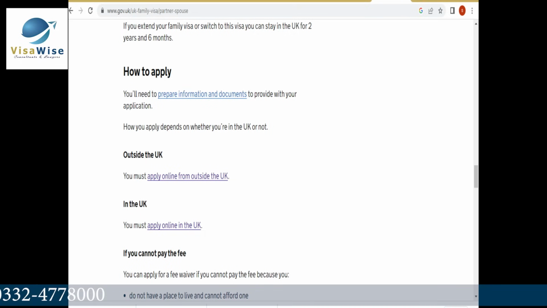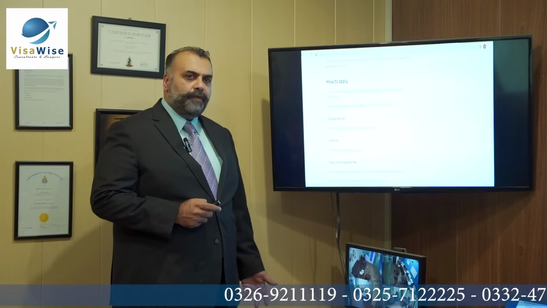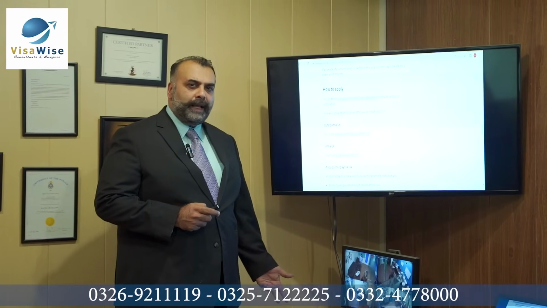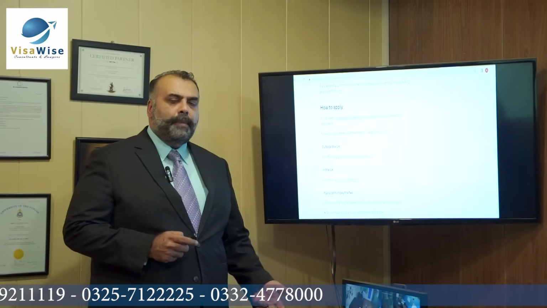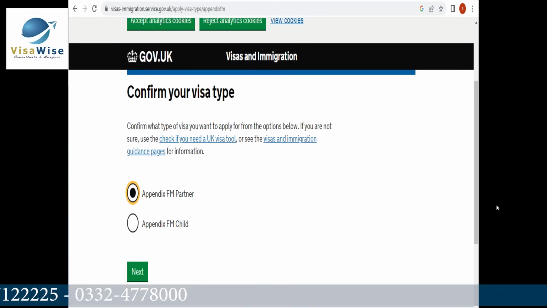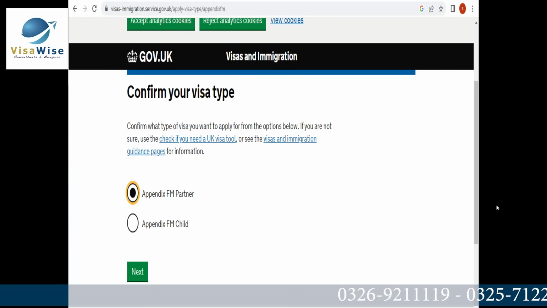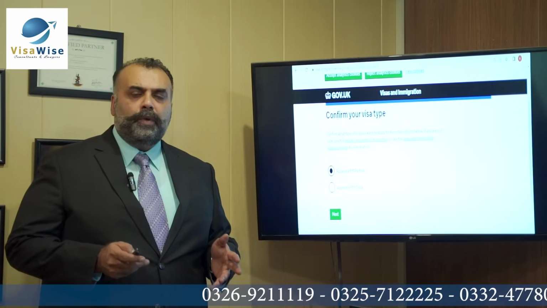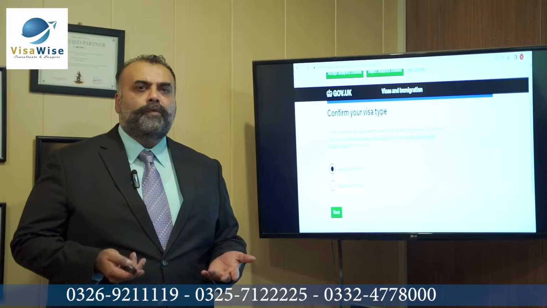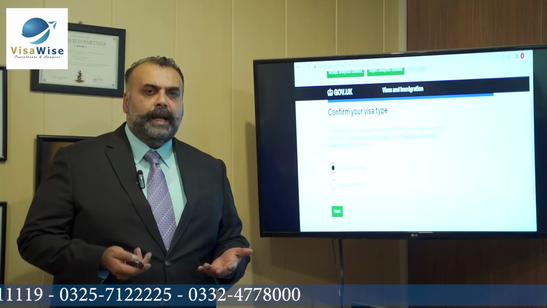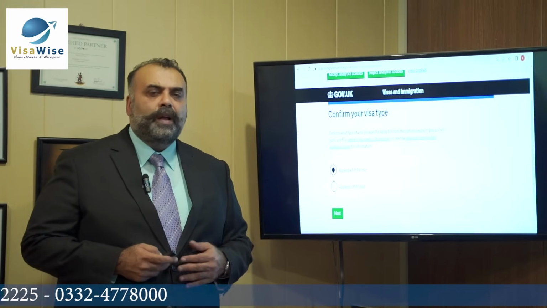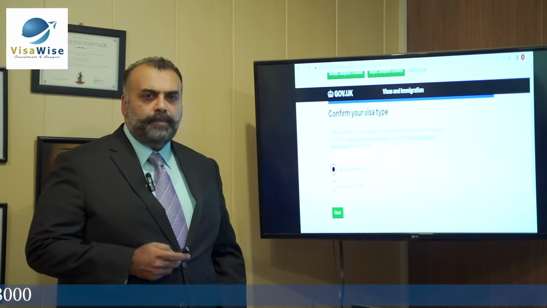Next page tells you whether you are inside the UK or outside the UK, and based on your presence or the country of residence, you will be able to click the relevant link, and you'll be able to then apply as Appendix FM partner. You can see here they also mention Appendix FM child, but primarily today we are talking about only spouse visa applications. Going forward, I'll be able to prepare a video for you to understand what Appendix FM children applications relate to.